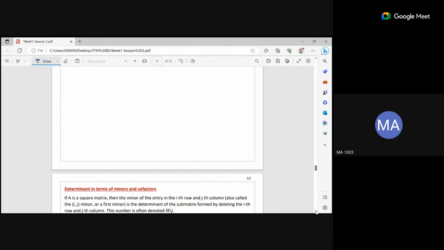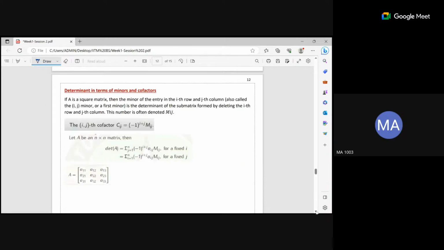So let's look at determinants in terms of minors and cofactors. In the previous method, some students were doing it differently. Am I audible to everyone? Yes, ma'am. Audible. There are several ways of doing a problem, as I already told you.